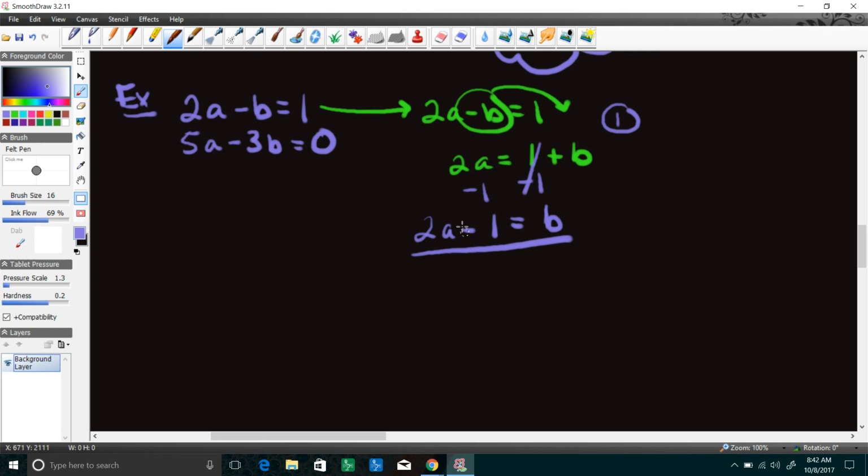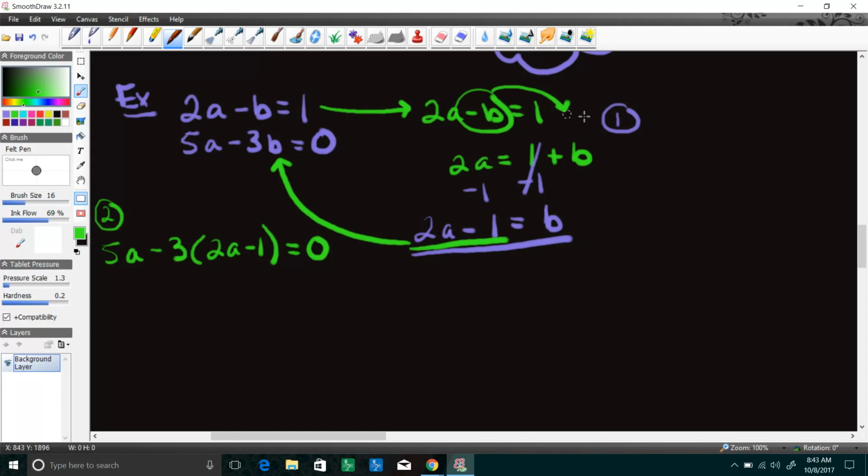Now that I solved for b, I can go ahead and take this entire expression, so this entire thing right here, and plug it into the other equation, so this one. So since b is equal to 2a minus 1, I can put that right in here. So for step number 2, I'm going to rewrite this 5a minus 3. Instead of b, I'm going to write all this, so 2a minus 1, and this is all equal to 0.